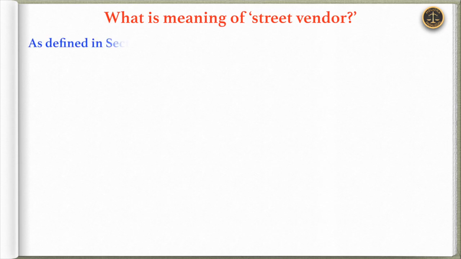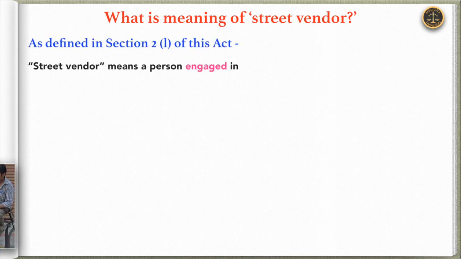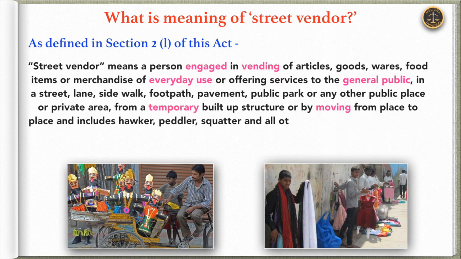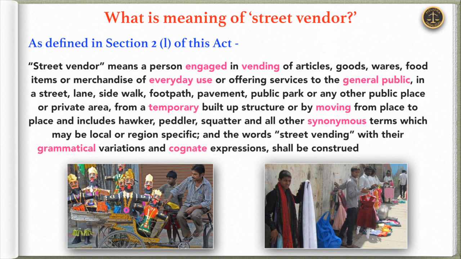Now the question is, what is the meaning of a street vendor? As defined in Section 2(l) of this Act, a street vendor means a person engaged in vending of articles, goods, wares, food items, or merchandise of everyday use, or offering services to the general public in a street, lane, sidewalk, footpath, pavement, public park, or any other public place or private area, from a temporary built up structure or by moving from place to place, and includes hawker, peddler, squatter, and all other synonymous terms which may be local or region specific. And the words street vending with their grammatical variations and cognate expressions shall be construed accordingly.